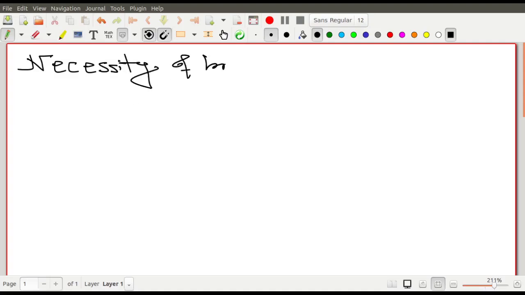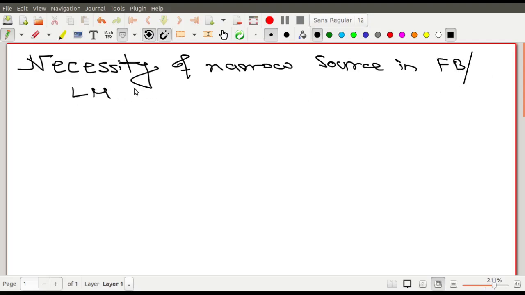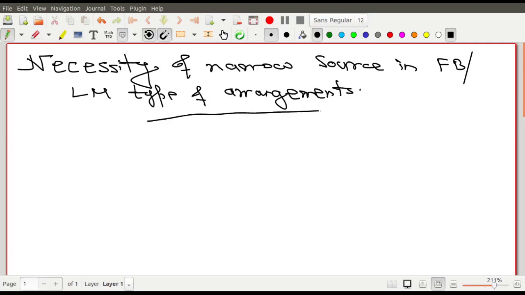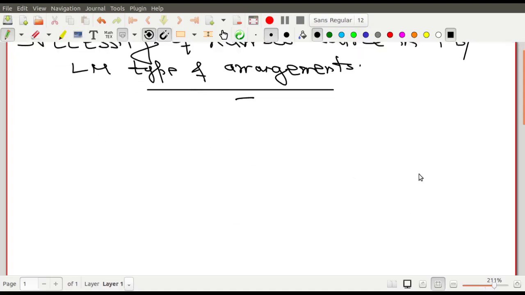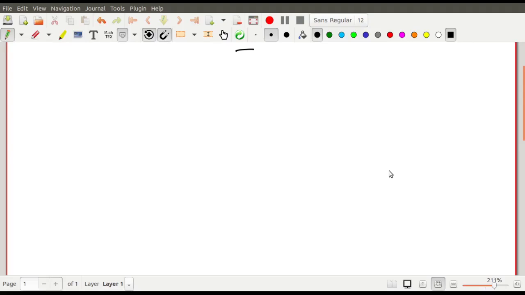Necessity of broad source, sorry, not broad source, necessity of narrow source in Fresnel biprism or Lloyd's mirror type of arrangements, মানে basically division of amplitudes. So necessity of narrow source in Fresnel biprism or Lloyd's mirror type of arrangements. So I will just paste it over here. So এটা আমি এখানে paste করে দেবো. I just leave some space for that. So to space দেওয়া থাক.